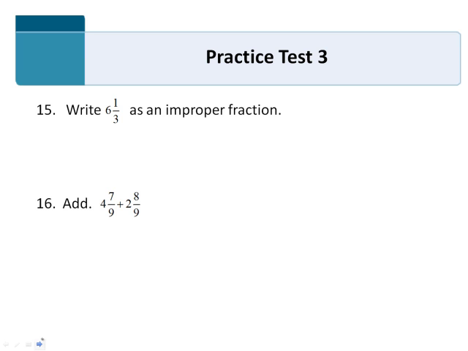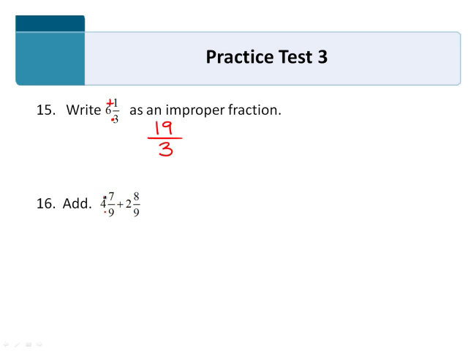All right, number 15. Write 6 and 1/3 as an improper fraction. So this is where we multiply and add. So 3 times 6 is 18, plus 1 would be 19 over 3. And there's your improper fraction. Number 16. Add 4 and 7/9 plus 2 and 8/9.